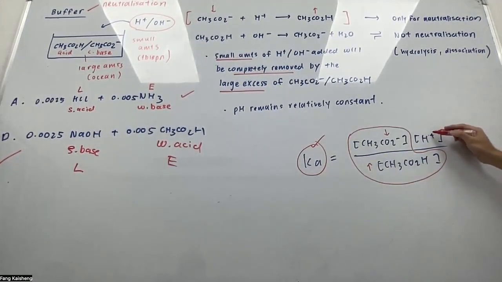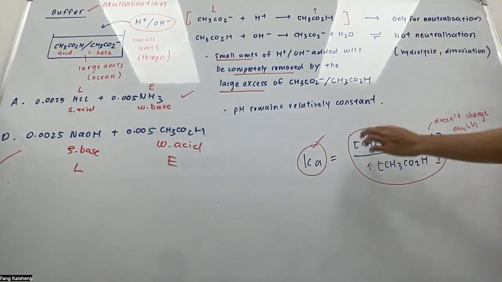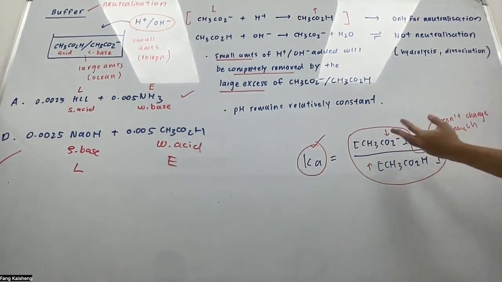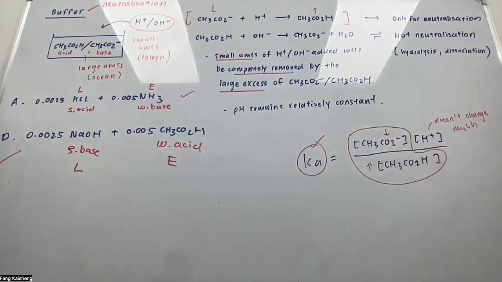Then H plus, does it change much? No. If H plus doesn't change much, will pH change much? Also no, because pH and H plus are the same idea. Let me repeat. Ka is a constant. Because this one increases and decreases very minimally, the ratio is also pretty much constant. So H plus is also constant. Constant, constant, constant. So why can't it be a random acid or base?